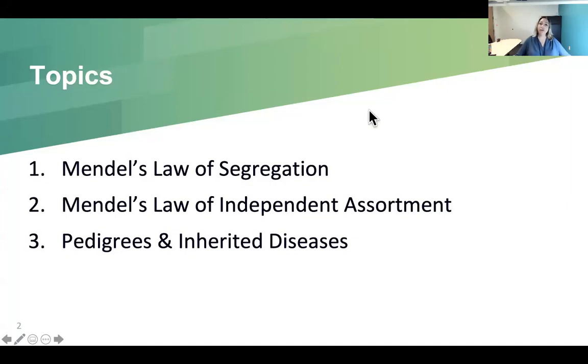Hey, this is the second lecture video for the genetics module. In the first lecture video, I went over an overview of genetics and defined some terms for you, such as allele, homozygous, heterozygous, dominant, and recessive. Now you are going to apply that information and learn about Punnett squares and Mendel's law of segregation and law of independent assortment. Pedigrees and inherited diseases will be the third lecture video for this module.